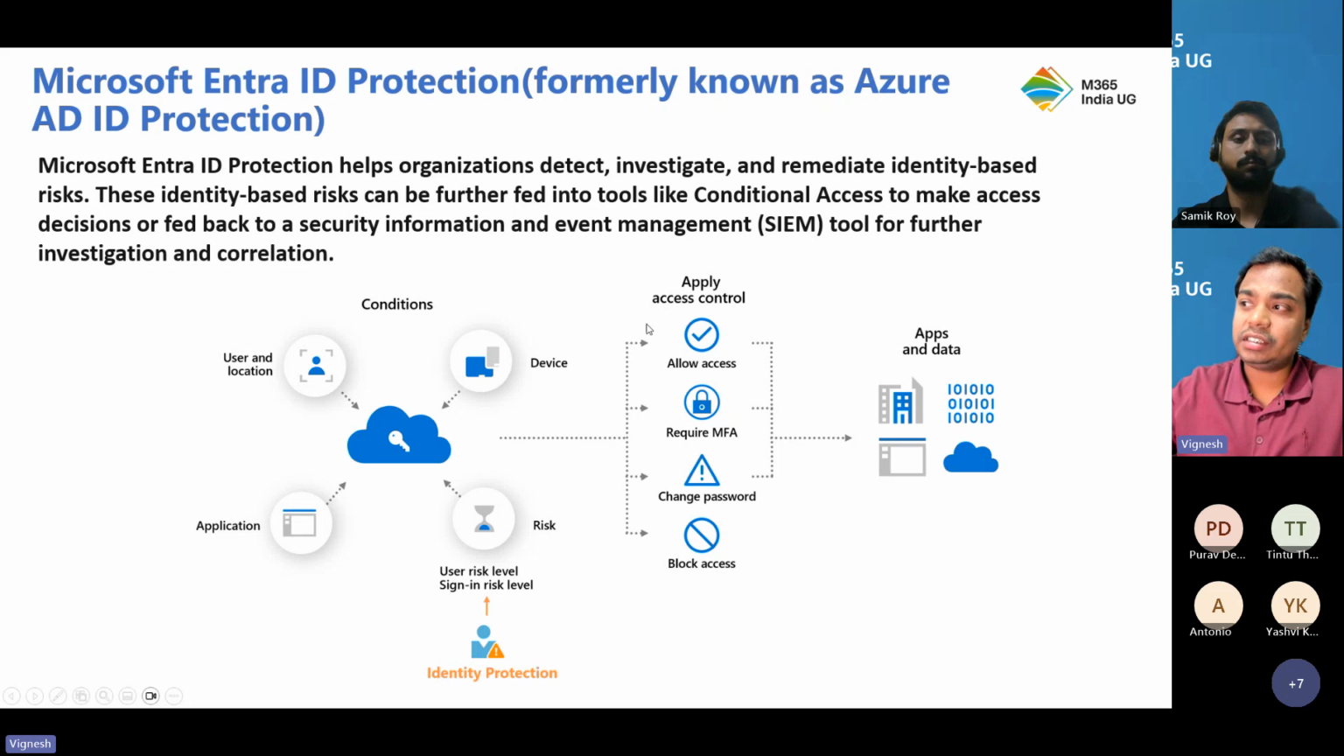So it looks at all these conditions and then it goes through this risk engine, and here is where the decision happens whether the access has to be granted or the access has to be blocked, or even if I give access, should it be full access or should it be only limited controls? So this is what your Microsoft Entra Identity Protection does.